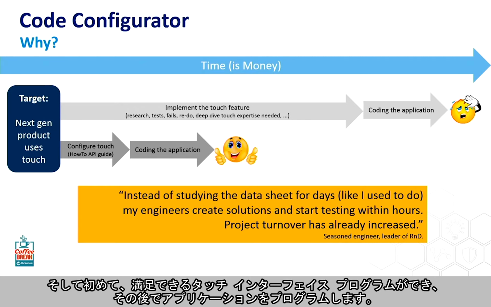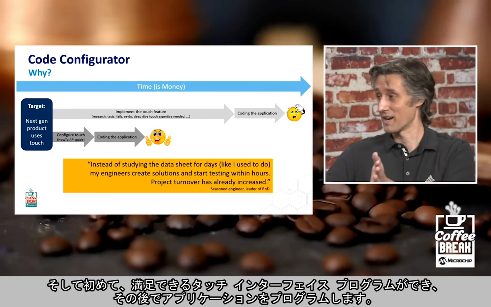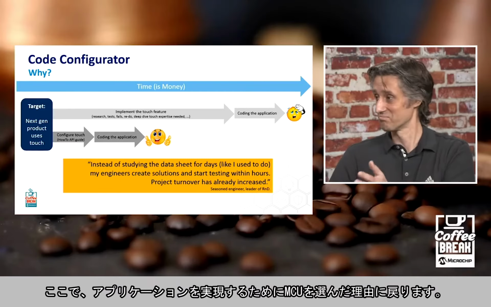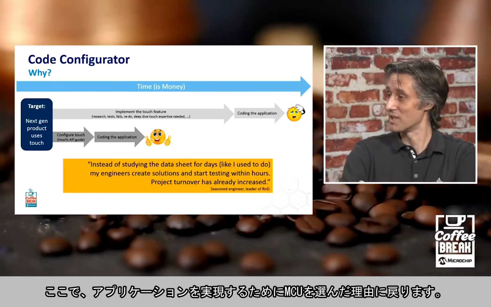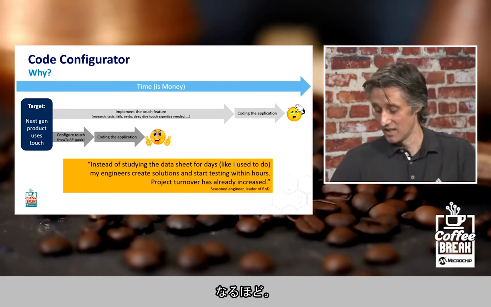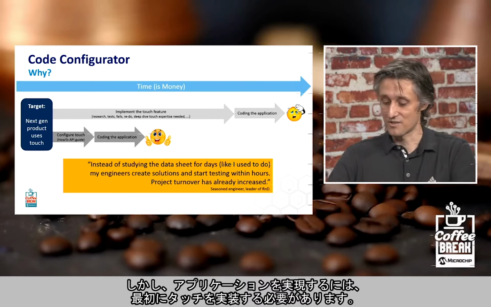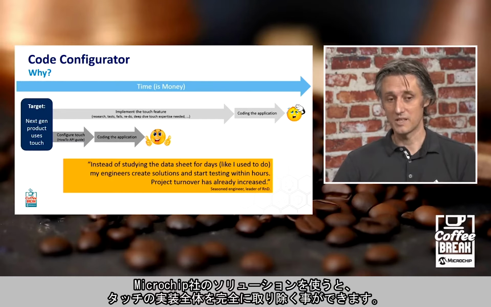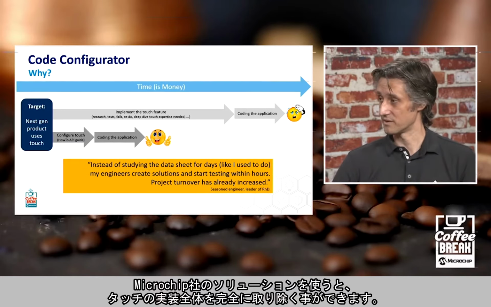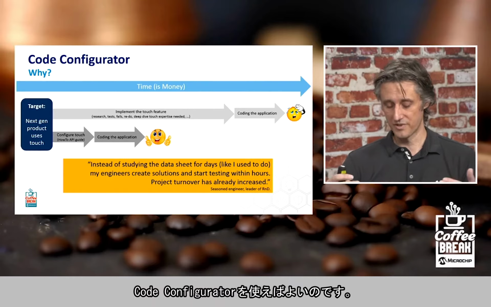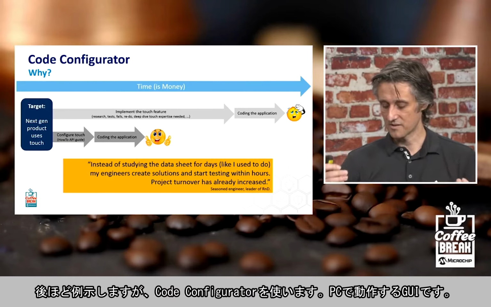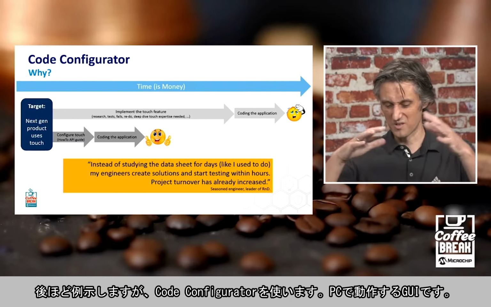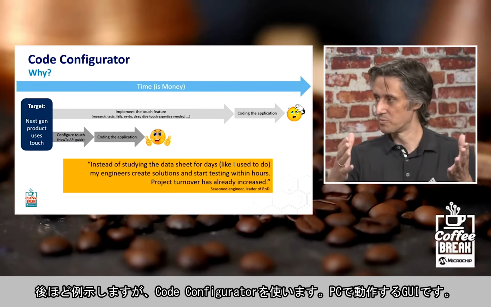Then you have your touch interface programmed, and then you program your actual application. This is what you first of all came to that MCU for. But in order to do your application, you have to do your touch first. With Microchip, we get completely rid of this whole implementing of touch. We have code configurators, and here's the philosophy. You go to the code configurator, we have some examples later, which is a visual GUI on your PC.